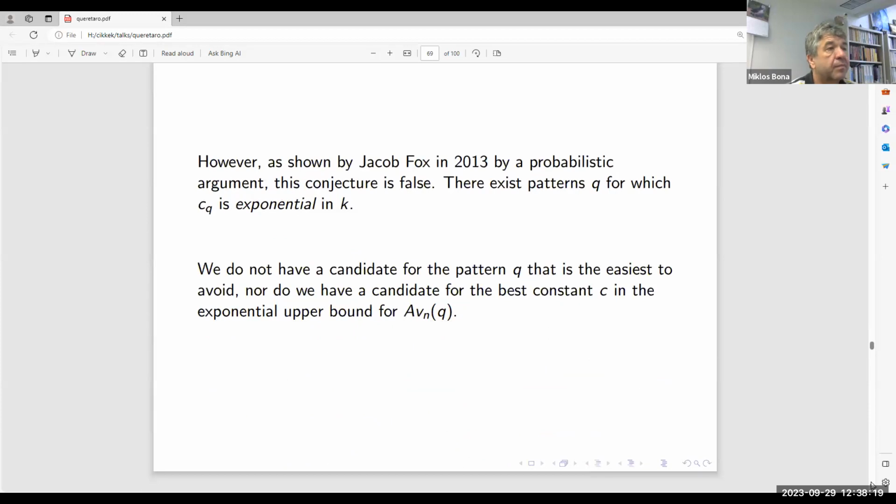However, that's false. So Jacob Fox, from back then at MIT, but now at Stanford, proved by a probabilistic argument that there exist patterns in Q for which CQ is exponential in K. Not polynomial like 4k squared, but exponential. His proof is an existence proof, so he doesn't actually exhibit those patterns. We don't even know what to think. So we don't have a conjecture as to which will be the pattern for which CQ will be the largest.